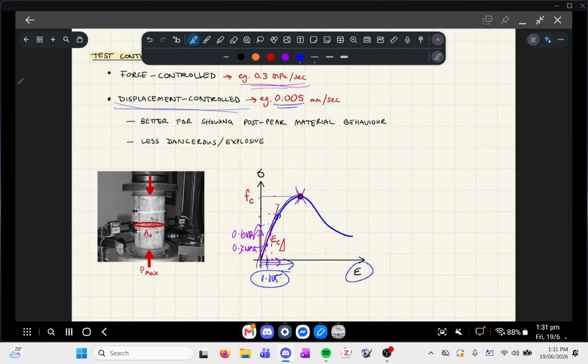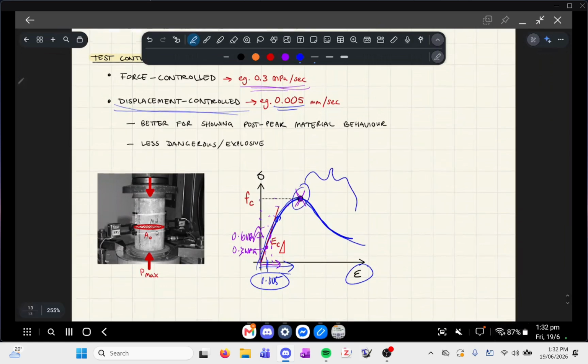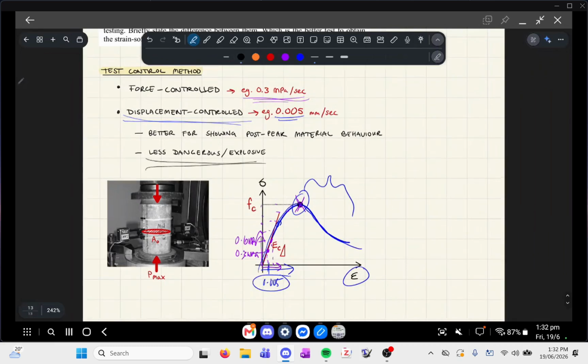And so this way, it captures the entire material curve, including the post-peak behavior, all right? This being the peak. So it captures everything over here as well. And this way, it's also less dangerous and explosive, okay? Any questions about that?